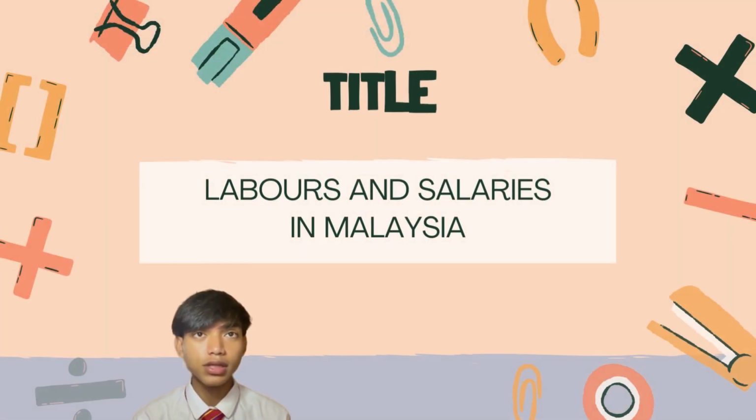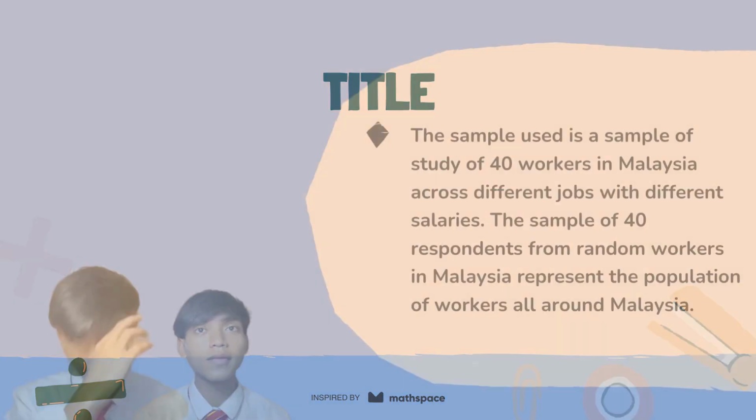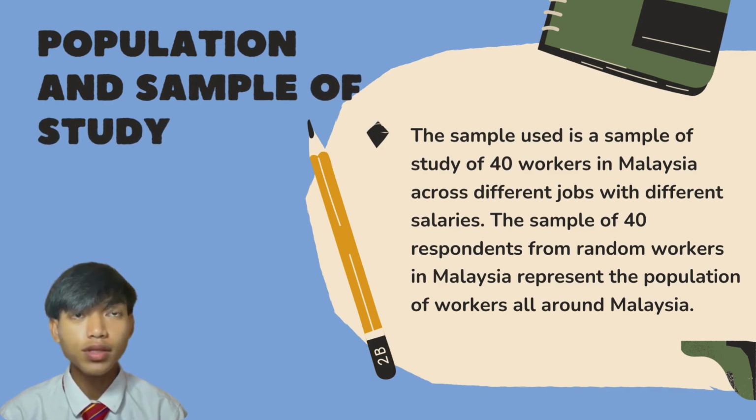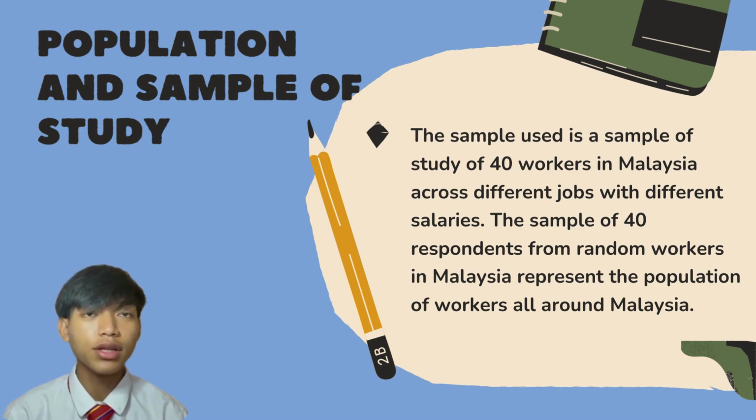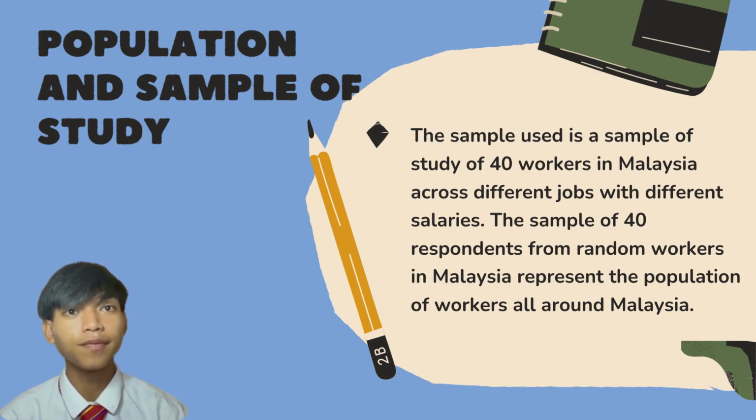The first component of our presentation is the title, which is Labours and Salaries in Malaysia. Okay, next is the population and sample of study. The sample that we use is a sample of study including 40 workers in Malaysia from different jobs with different salaries. The sample of the 40 respondents from random workers in Malaysia represents the population of workers all around Malaysia.